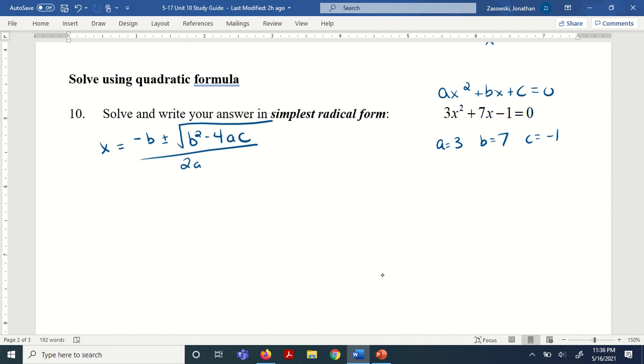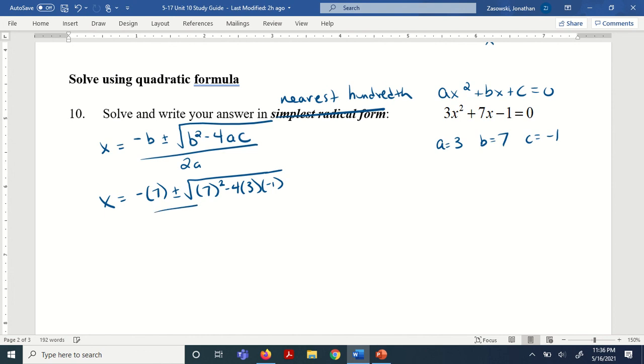Okay. Instead of simplest radical form, and I'll change this on the sheet that you guys have in your folder, we're going to go to the nearest hundredth. Okay. So x equals, b is 7, so negative, remember we use parentheses when we plug in. Okay. Negative 7 plus or minus 7 squared minus 4 times a, which is 3, times c, which is negative 1, all over 2 times a, which is 3.